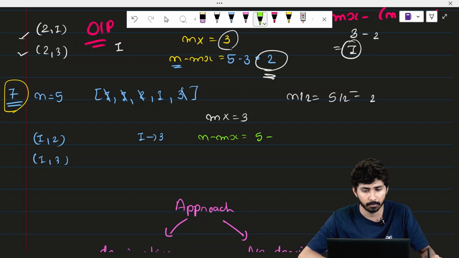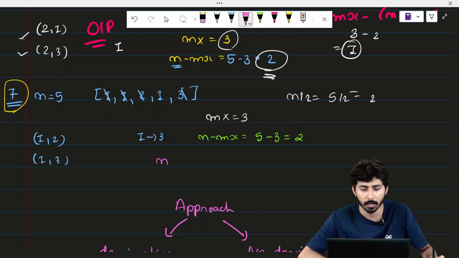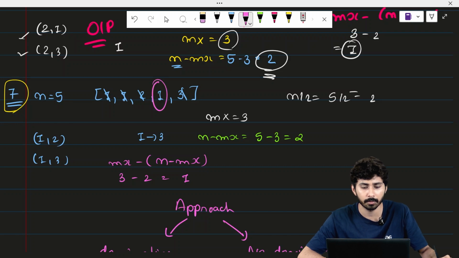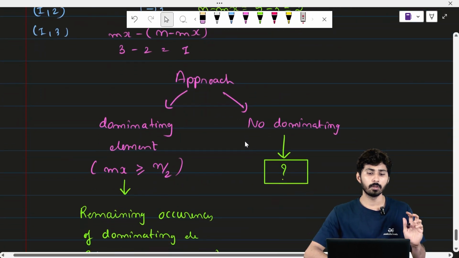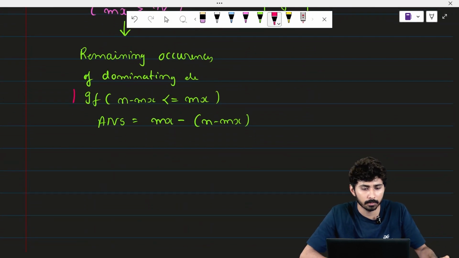So let me check. 5 is the size. 5 minus 3 is equivalent to 2. So here, 2 elements from here and 2 elements from the dominating number, you can make pairs, and you can observe one element will be remaining. So the answer is mx minus (n minus mx), 3 minus 2, that would be 1. And you can observe here, one element was remaining. 2 pairs were available, 2 pairs here also, right? So we got to know that if there is a dominating number, this is how to find the answer.